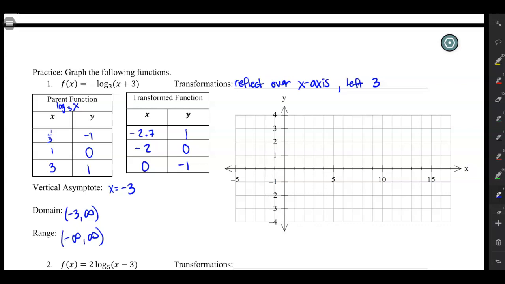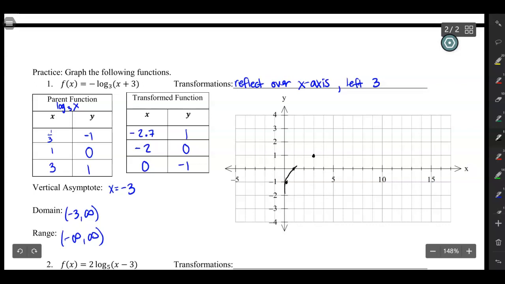So now we need to tackle the graph over here on the right. You have two options. One, you can graph the parent function and the transformed function, or you can just jump right into the transformed function. I am going to start by graphing the parent function. I'm going to do that in black. I'm just going to graph log base 3 of x. So I have (1/3, -1), (1, 0), and (3, 1).